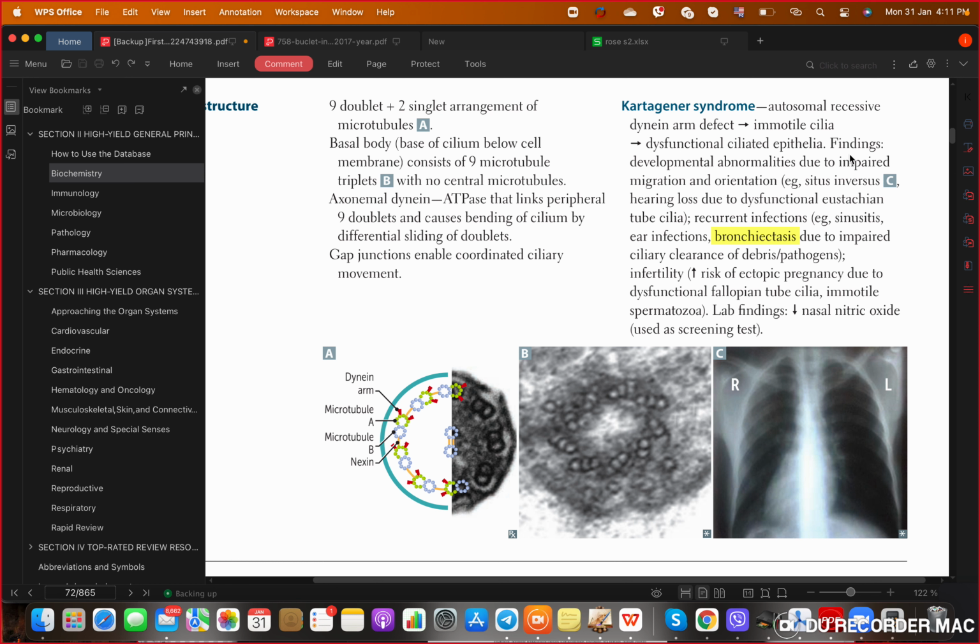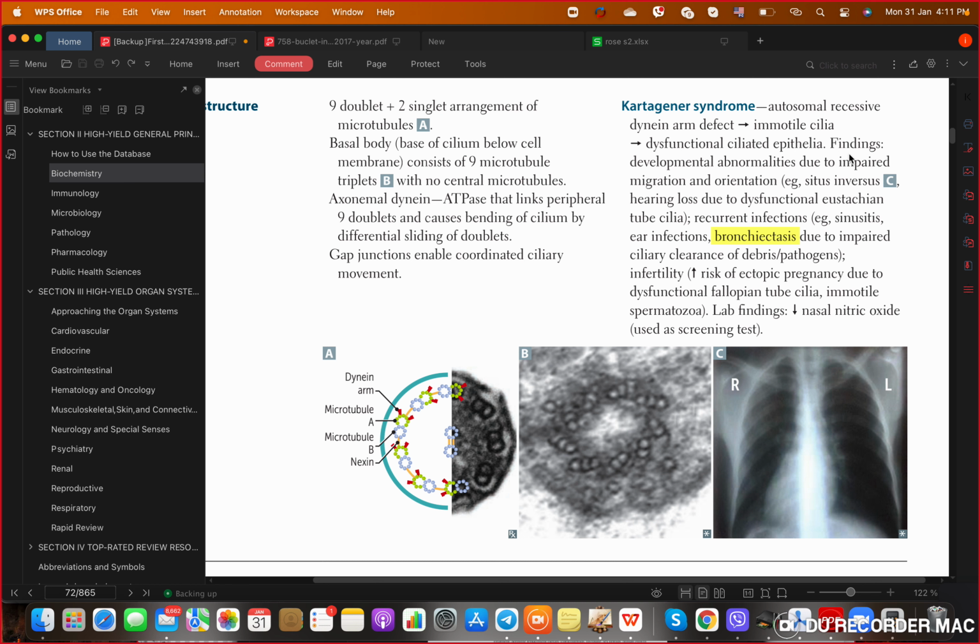So they write here, sinusitis and hearing loss. Why hearing loss? Because our Eustachian tube does have cilia in it. Okay. So recurrent infection can occur in the patient. Why? Their mucociliary apparatus is gone. So they can get recurrent sinusitis and ear infection. Correct? Got it. Also bronchiectasis. Why the bronchiectasis? Because of an impaired clearance of the debris and the pathogens, so they get the bronchiectasis.